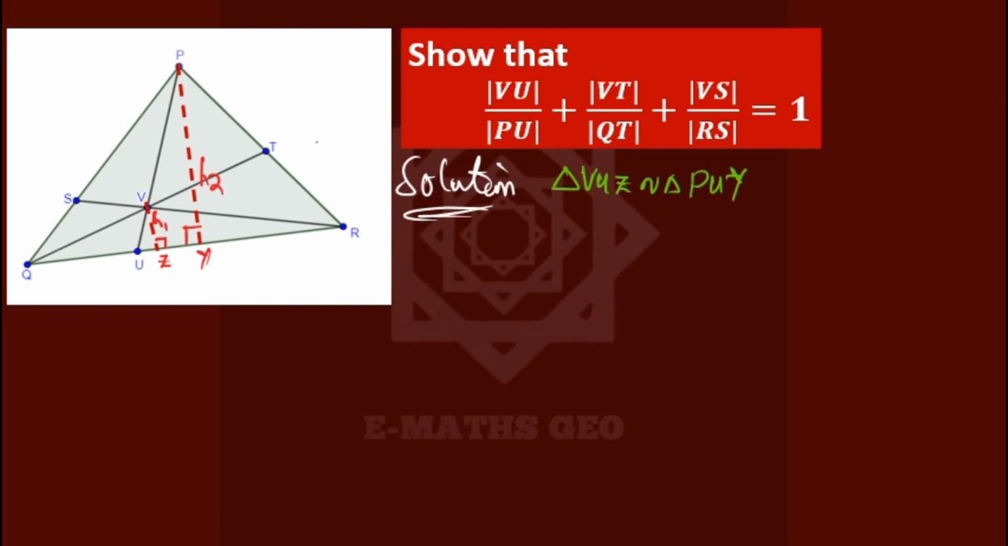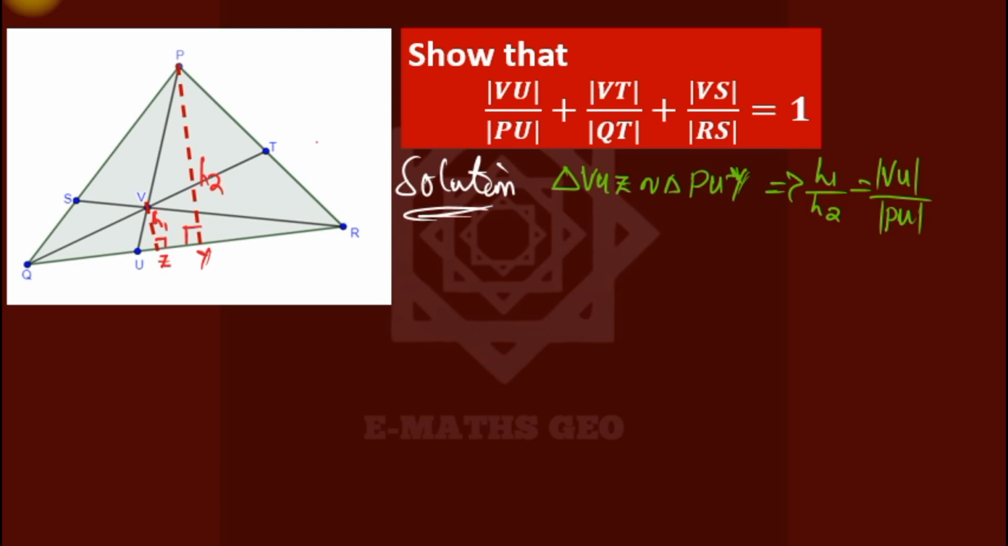Yes, by right triangle similarity theorem, which implies that H1 over H2 will now be equal to the ratio of their hypotenuse. So the ratio of their heights is equal to, since they are similar triangles, the ratio of sides are proportional. So we have VU over PU. So we've noted that.